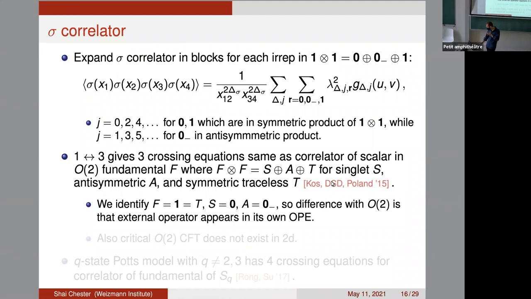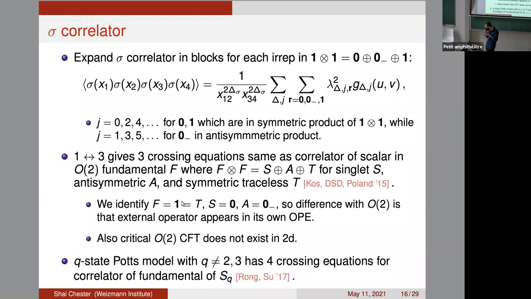I should note that the critical O2 Wilson-Fisher fixed point does not exist in two dimensions, so you wouldn't even have to worry about being polluted by other islands or kinks or whatever. But this should assure you that even above two dimensions, there is still a difference between the O2 model and our bootstrap because of the fact that F and T are now the same.